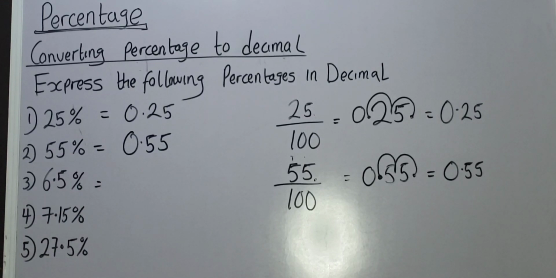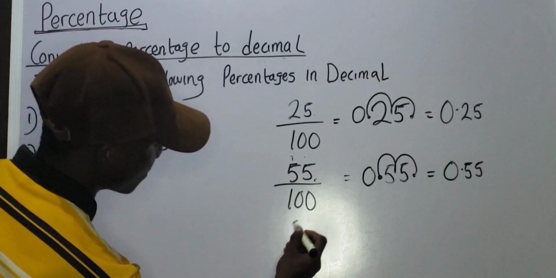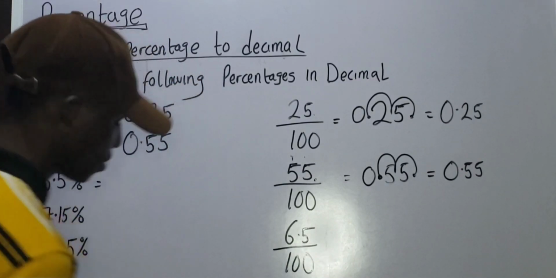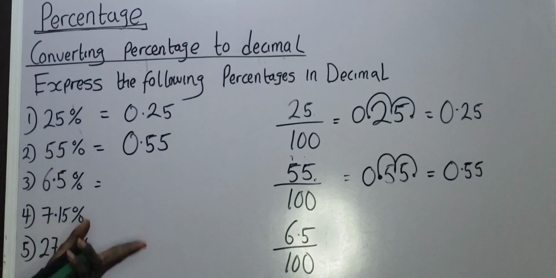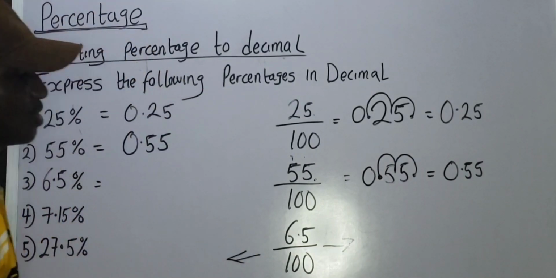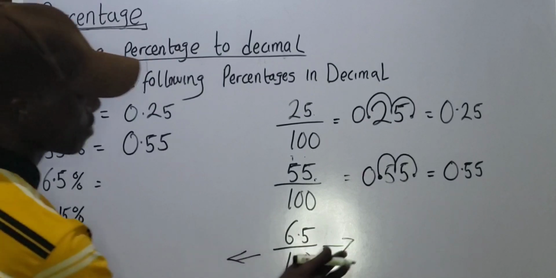We are still going to follow the same approach. First, we are going to divide by 100. You understand? So for this, I'm going to have 6.5 divided by 100. Now, don't forget, you can solve this without using calculator. All you have to do is just move the decimal point 2 steps towards the left. You understand? This is the left and this is the right.